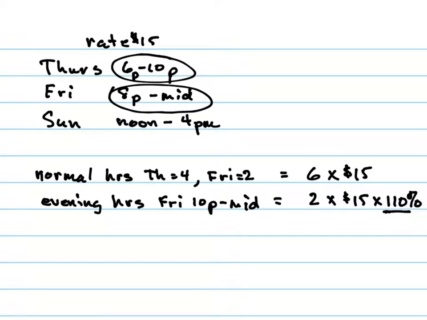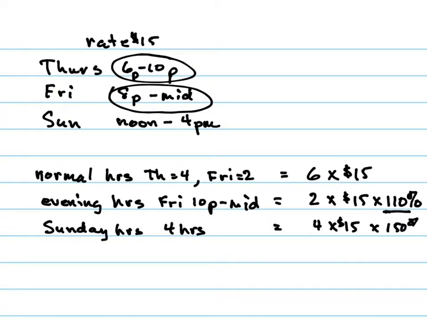And then finally, Sunday hours get paid differently. He worked on Sunday for 4 hours. Therefore, he gets 4 times the $15 per hour that he would normally get times a Sunday rate, because he's a regular employee, of 150%. So those are all of your multipliers.